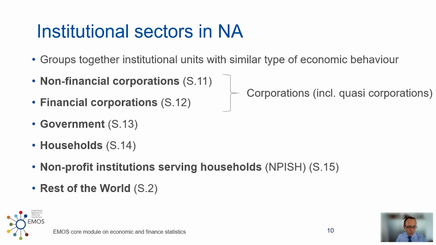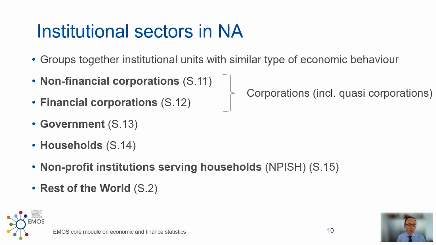So, when we group together institutional units with a similar type of economic behavior, we receive what we call the institutional sectors in national accounts. And these are, first of all, non-financial corporations, and then financial corporations. These together are the corporations. This includes also quasi-corporations. I'll come back later to this term. We will have the government. We will have the households, as just mentioned before.